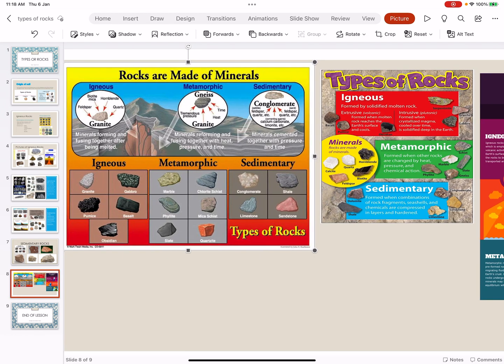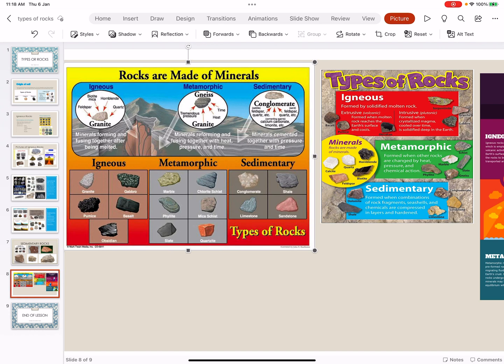Rocks are made of minerals. Igneous: minerals forming and fusing together after being melted. Metamorphic: minerals reforming and fusing together with heat, pressure, and time. And sedimentary: minerals cemented together with pressure and time.